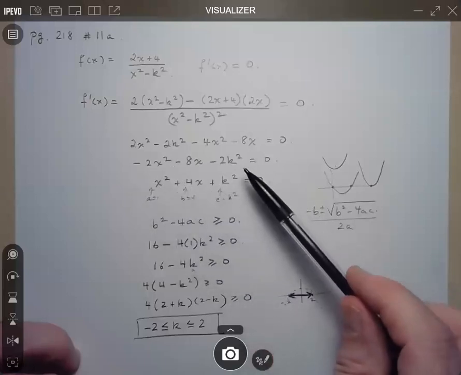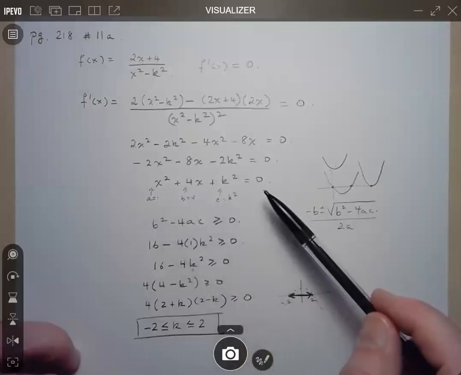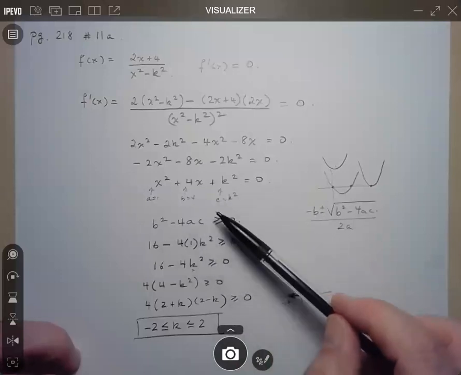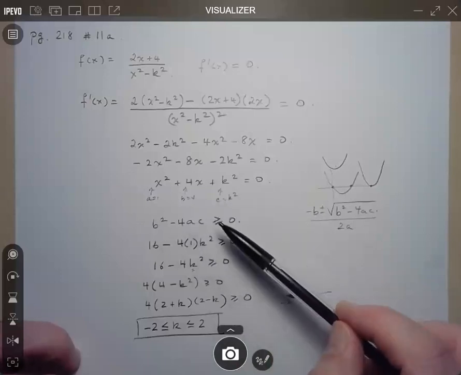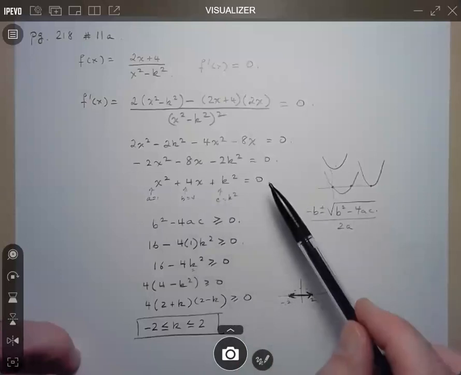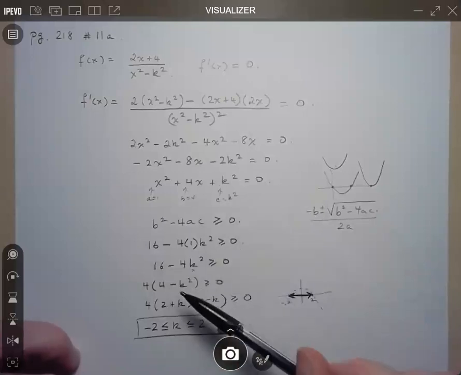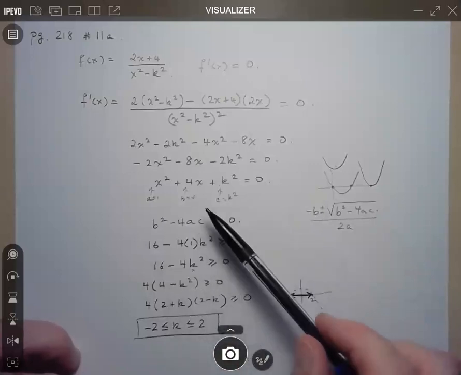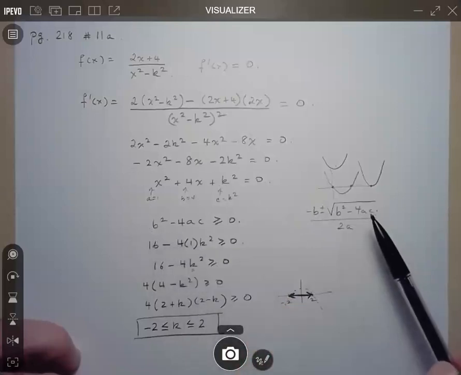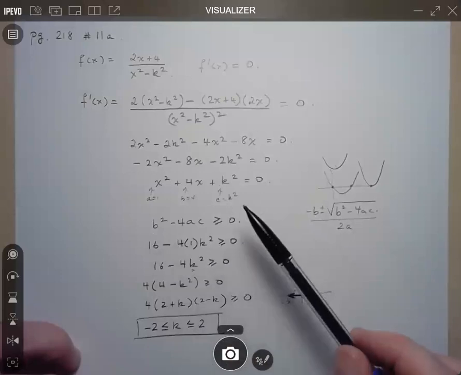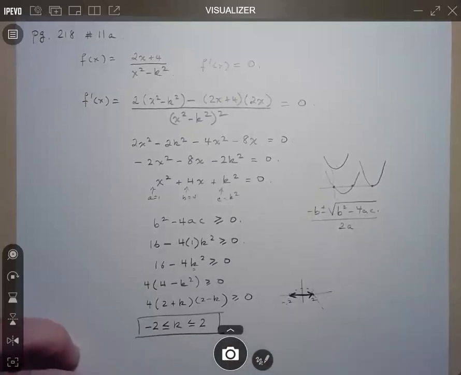And the only way for this quadratic equation to have solutions is for the discriminant to be greater than or equal to 0. That if this was less than 0, there can't be any solutions. Whereas when k is between -2 and 2, inclusive, this expression, that is my discriminant, will be greater than or equal to 0. Hence, this has solutions.